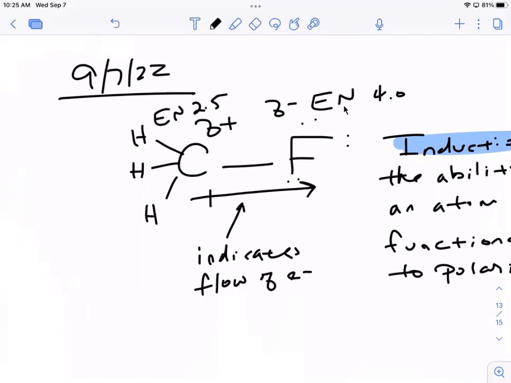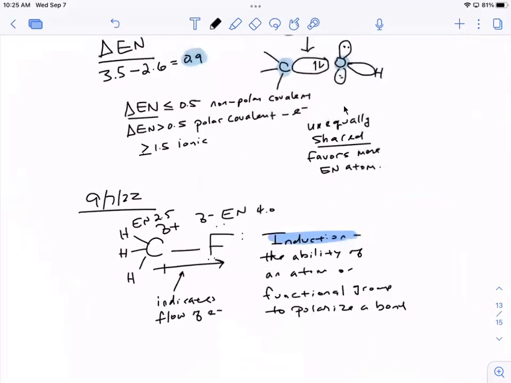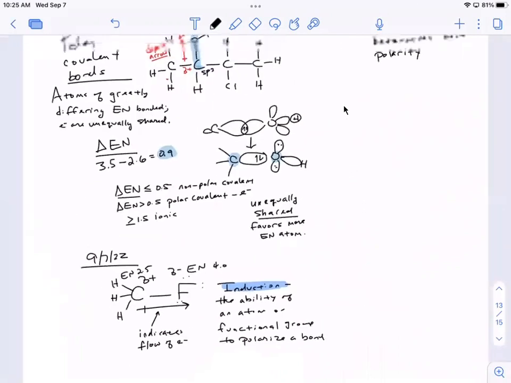I don't want to get too deep in the weeds yet because we haven't talked about reactivity. But a dipole is something that's measurable. You can take a solution of fluoromethane, which is what this is, and test it with a dipole meter, and it'll give you a definite value of how polar a particular compound or substance is.